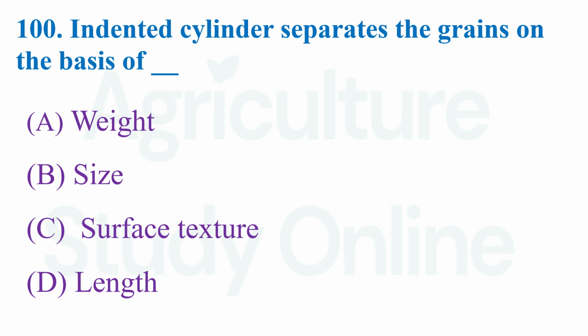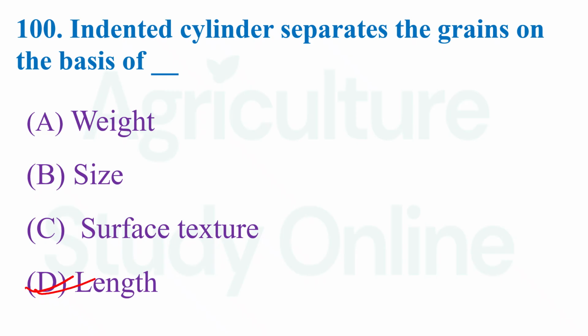Question 100. Indented cylinder separates the grain on the basis of. So an indented cylinder, it separates the grain based on the length of the grain. Means short grains, they will get fit into those indented pockets and they are lifted up. Whereas the long grains, they do not get fit and they will remain outside.